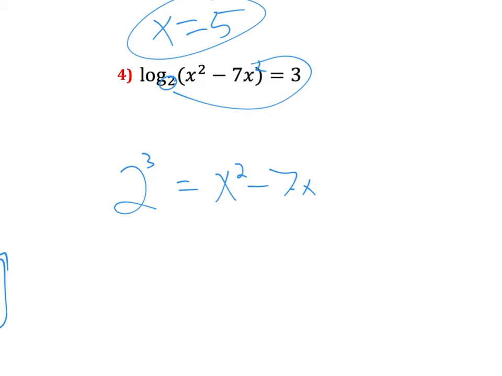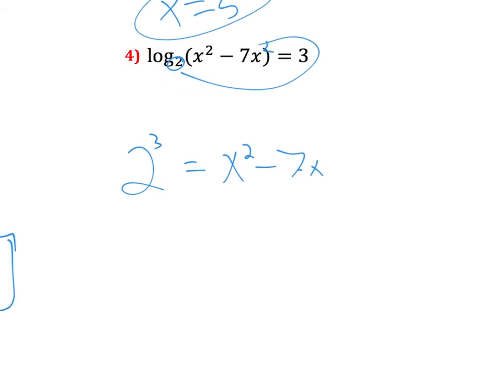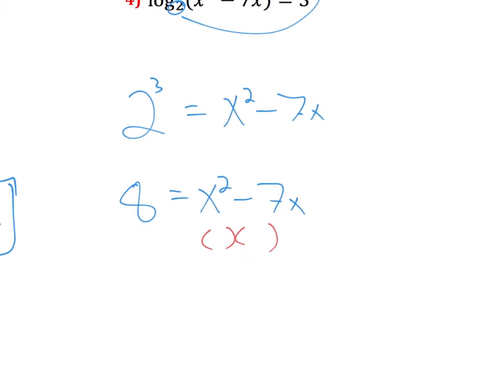Now, I know what 2 to the third power is. That's 2 times 2 times 2, that would be 8. So 8 equals x squared minus 7x. Well, if I have an x squared, chances are I'm going to want to write this thing in factored form. But in order to do that, I need to have it set equal to 0. So I need to move that 8 to the other side. So x squared minus 7x minus 8 equals 0.